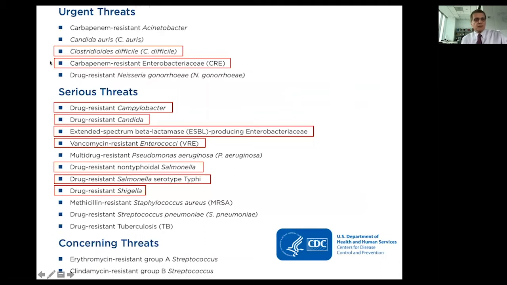So here's the list. I'm sure many of you have seen this list. This came from the CDC just about a year ago now, listing the urgent, serious, and concerning threats. They all sound bad, but these are the most severe threats, and then the serious threats are down here. And I surrounded in red all of the ones that either emerge from or reside in the intestinal tract.